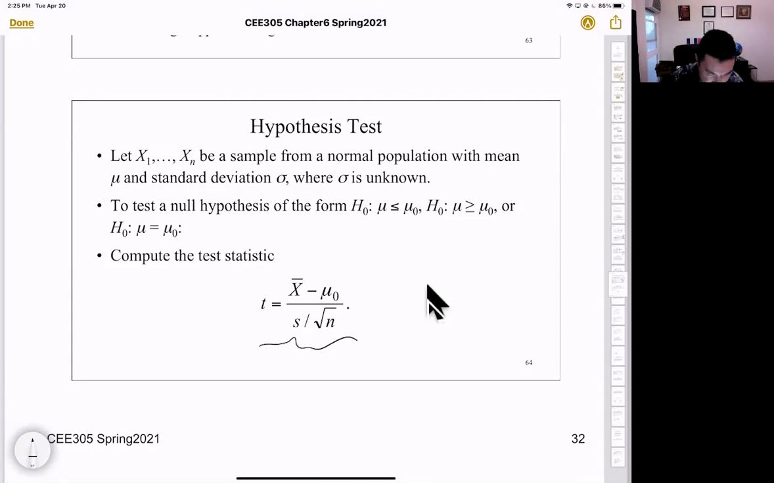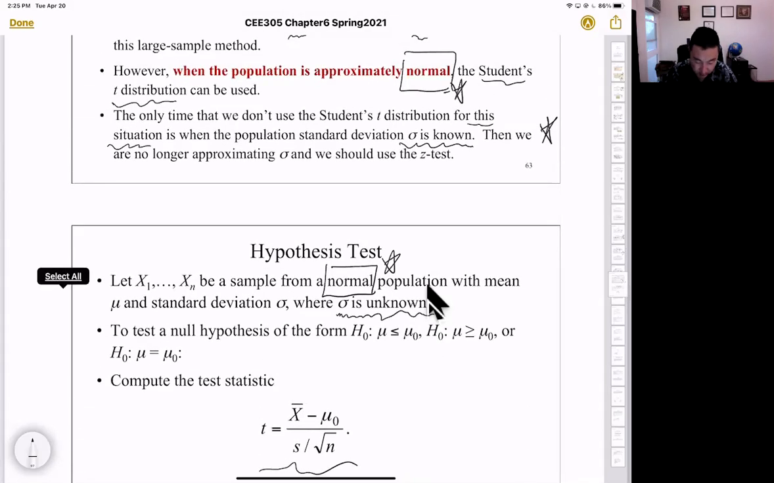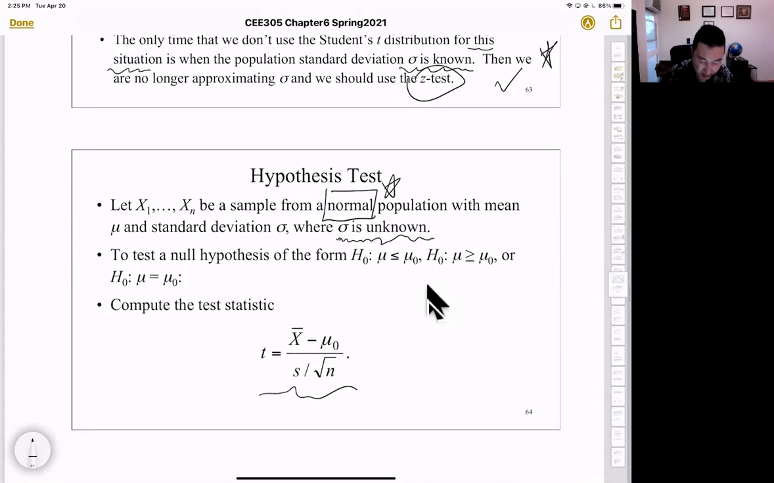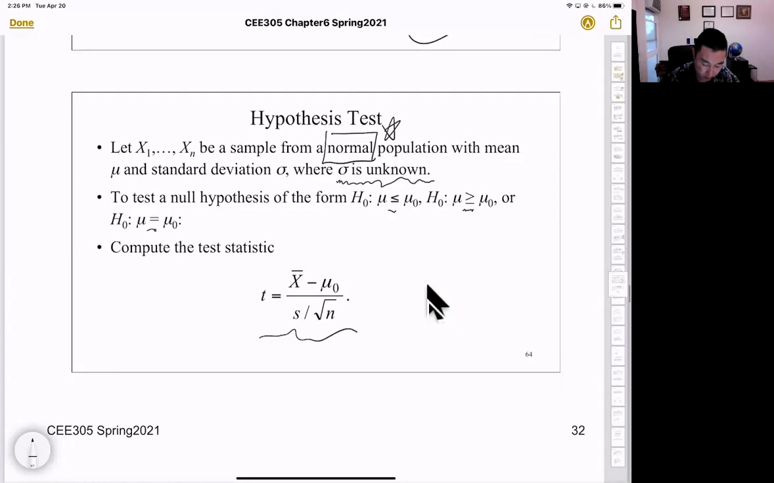All right, so the setup: x1 to xn is a sample from a normal population. Again, that's the necessary condition, where population sigma is unknown. If population sigma is known, then we use z-score, like I mentioned here. Then, depending on how H0 is set up, mu less than or equal to, greater than or equal to, or equal to mu 0, where mu 0 is the value we want to check, we calculate the t-score based on this equation. This is the sample mean, mu 0, sample standard deviation, and sample size n.